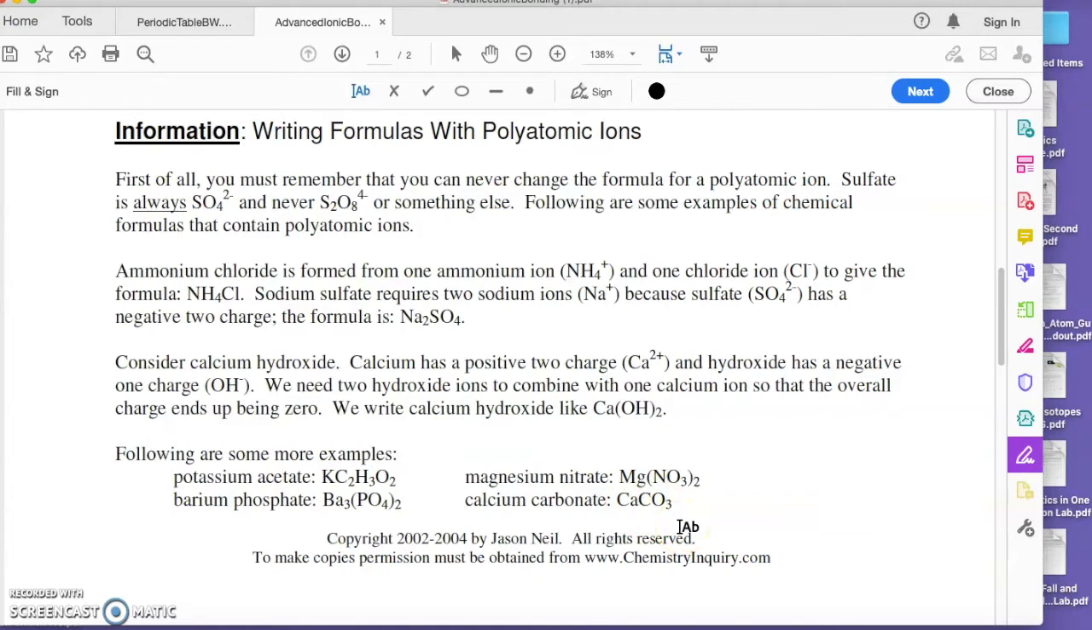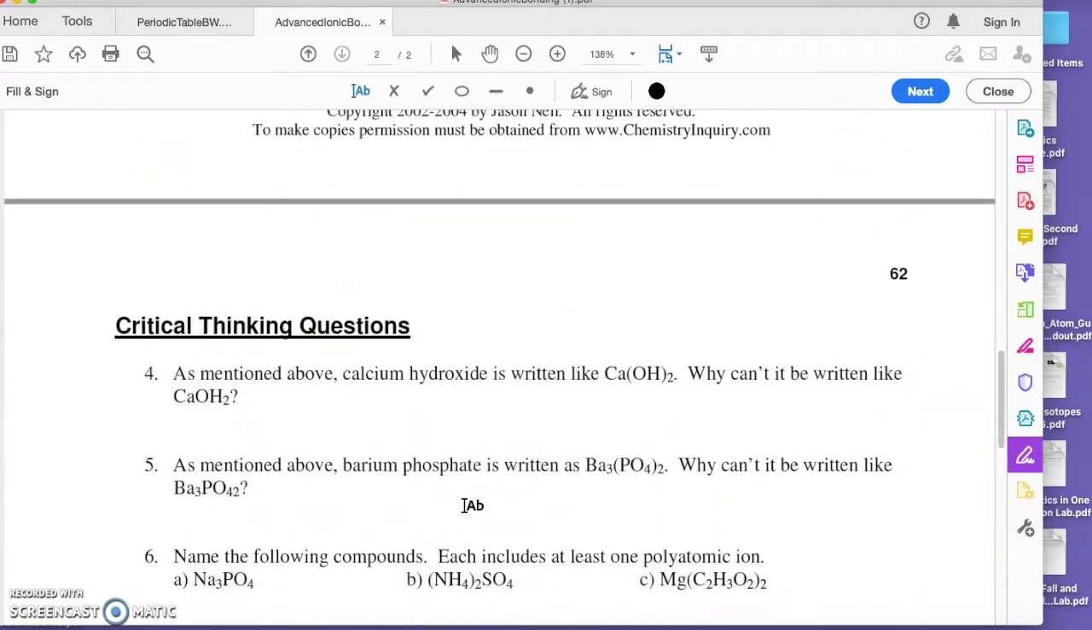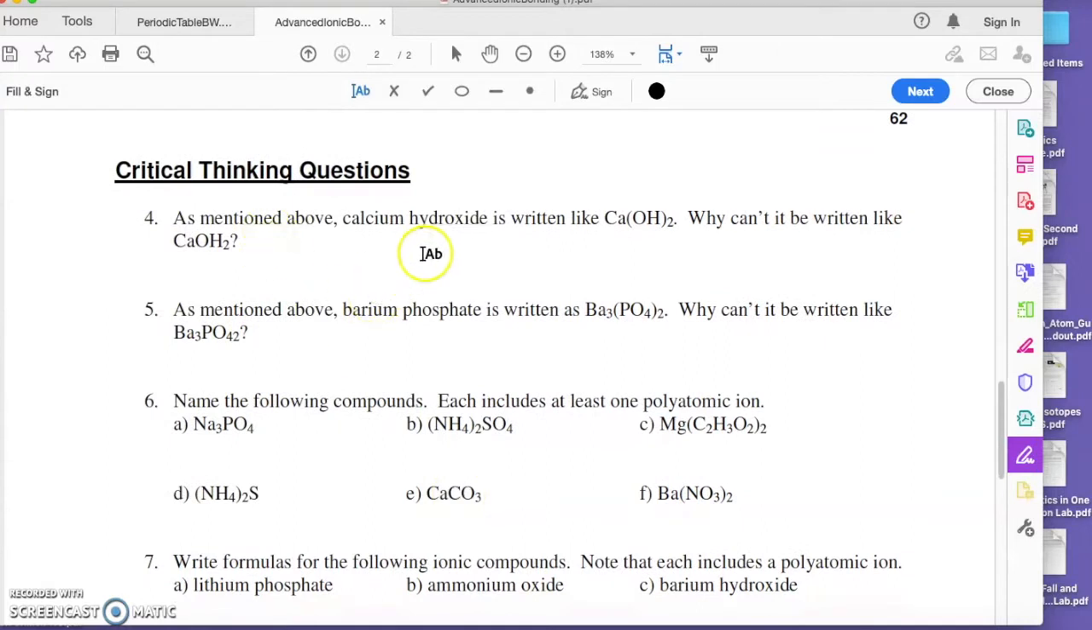We just bounce the charges. The only thing that's different is that if we have more than one polyatomic ion, we must put the polyatomic ion in parentheses and put the subscript. All right. So calcium hydroxide is written with the parentheses with the 2. Why can't it be written like CaO2H2? Right. Without the parentheses, 2 means we have 2 OHs. Putting a 2 like this means we have 2 H's and 1 O. So the parentheses means that we have 2 OHs instead of just 2 H's.